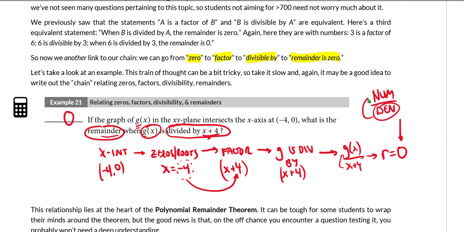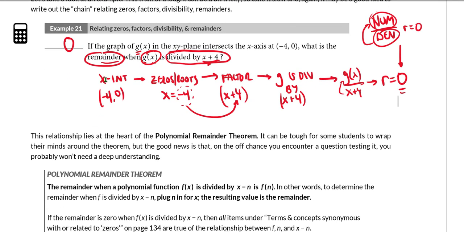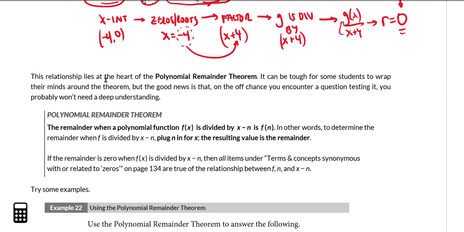If this denominator goes evenly into the numerator, in other words, the numerator is divisible by the denominator, the remainder is always going to be 0. We know that g of x is divisible by x plus 4 because of all these other links in the chain, which means the remainder is 0. Now, that brings us to what is known as the polynomial remainder theorem.